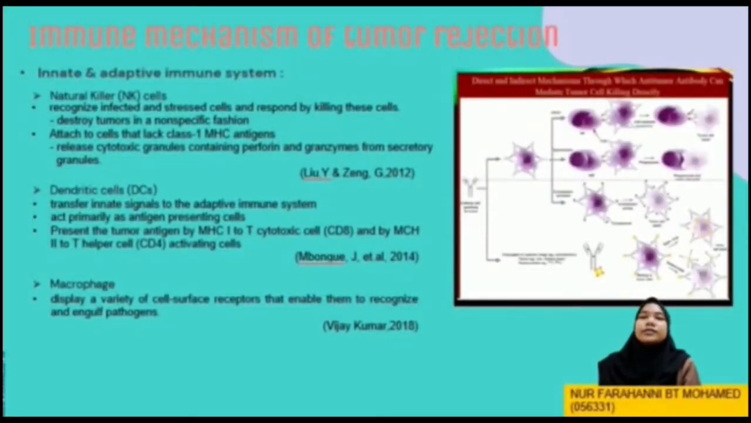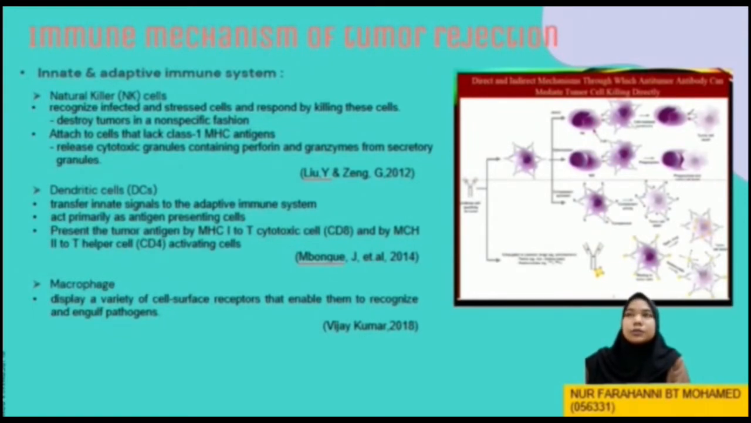Next is the immune mechanism of tumor rejection. Here, we want to discuss how the immune system works. The immune system is conceived of the innate and adaptive immune systems, which play a critical role in suppressing tumor growth. The innate immune system acts rapidly as the first line of defense. However, when this system is unable to destroy the pathogen completely, the adaptive immune system will activate.